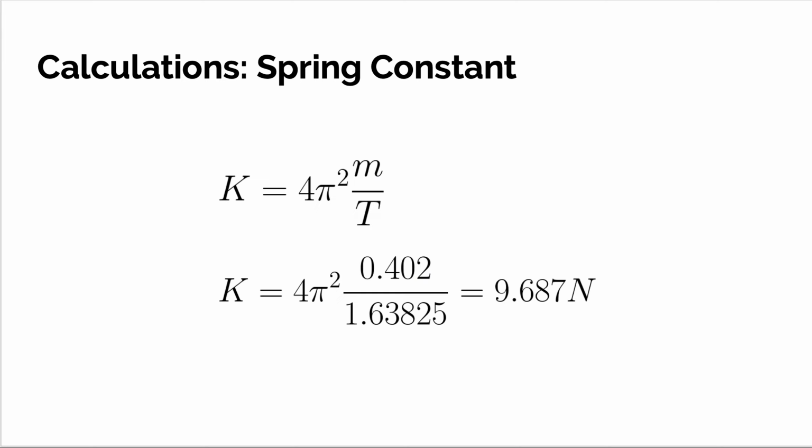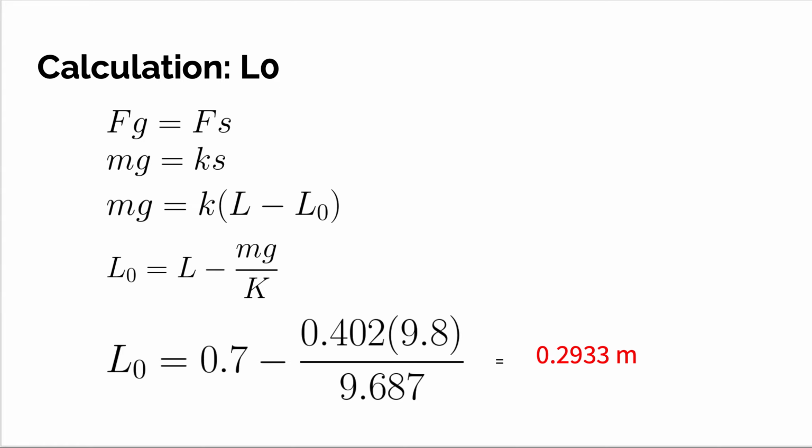We then were able to calculate the spring constant, which is 4 pi squared mass over the period squared, and we found that to be 9.687 newtons per meter. We then could use that. The last variable we needed to solve for was L0, which we now have the spring constant, so we can plug that in to find L0 of 0.2933 meters.